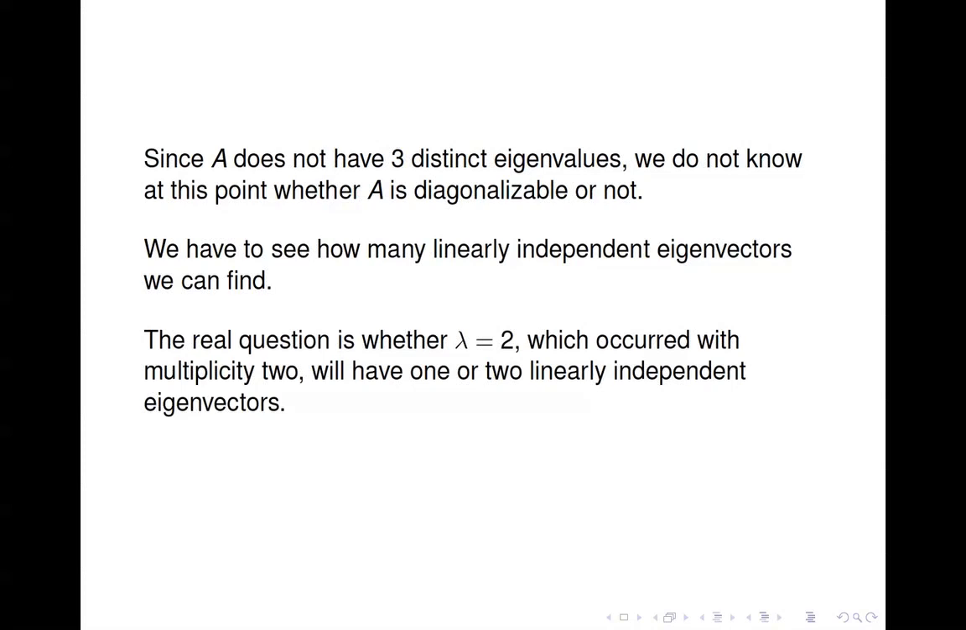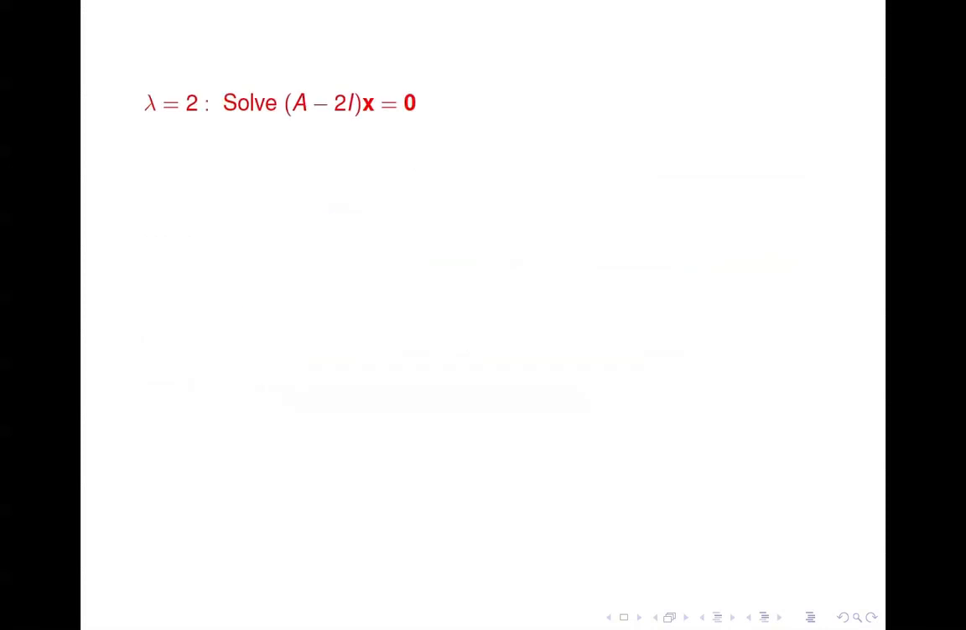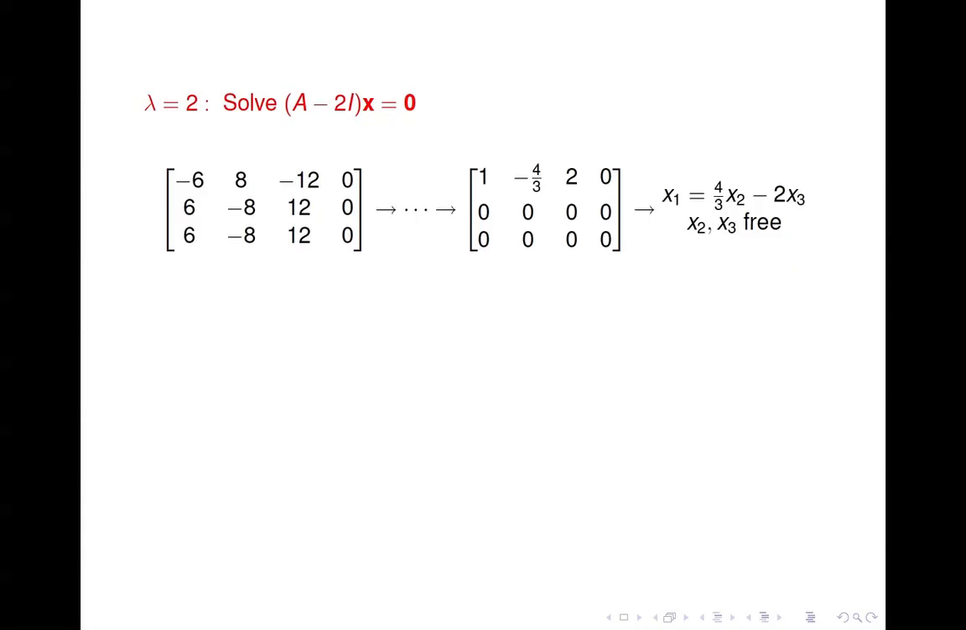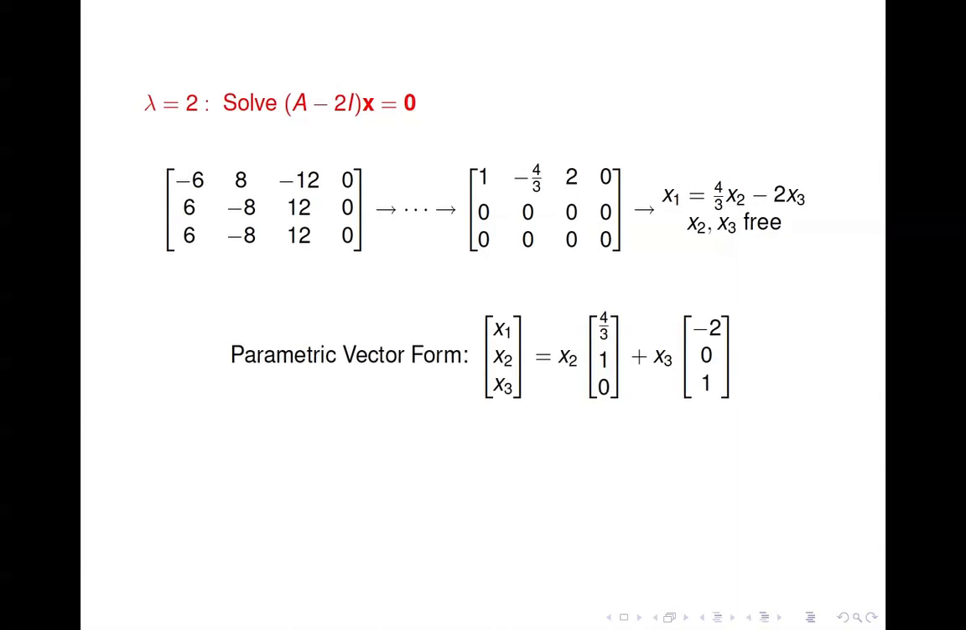And actually for this particular problem, the real question is whether lambda equals 2, which occurred with multiplicity 2, will have 1 or 2 linearly independent eigenvectors. So let's look at lambda equals 2. We solve A minus 2I times x equals 0. And we end up with, notice in the matrix here, you can see that we've got 2 free variables, so we're going to get 2 linearly independent eigenvectors from this eigenvalue.